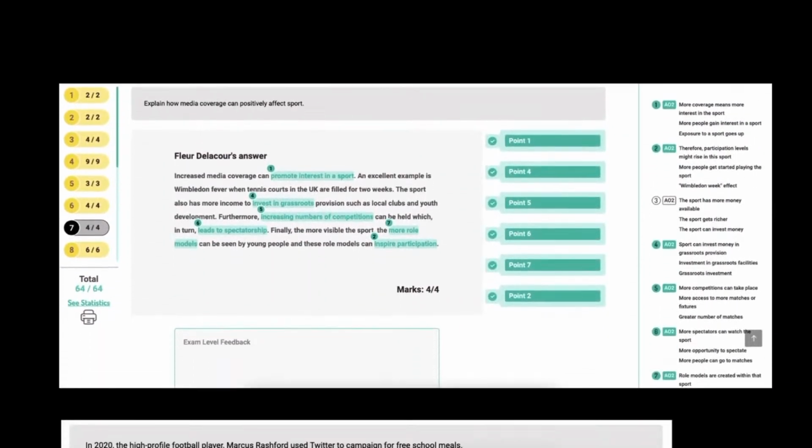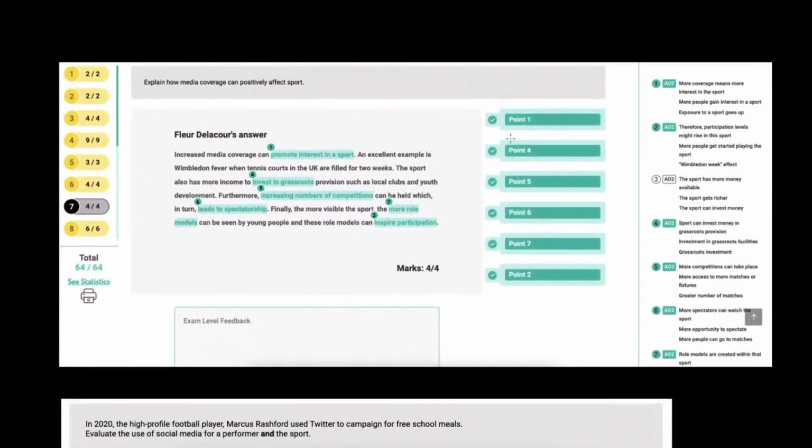Now, questions, and we'll take a break after this. Explain how media coverage can positively affect sport. Okay, so this is for the sport, not the performer, not the sponsor, not the spectator, not the official. Increased media coverage can promote interest. An example is Wimbledon fever when tennis courts in the UK are filled for 2 weeks. The sport also has more income and can invest in grassroots. Increasing numbers of competitions leads to spectatorship, more role models, and higher participation. So lots of really nice points in there.